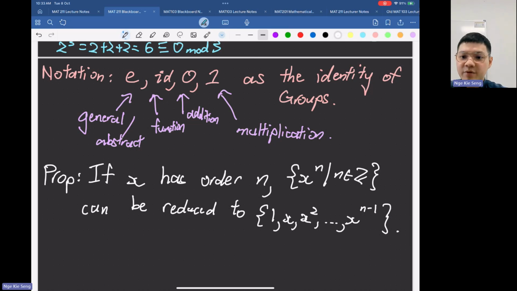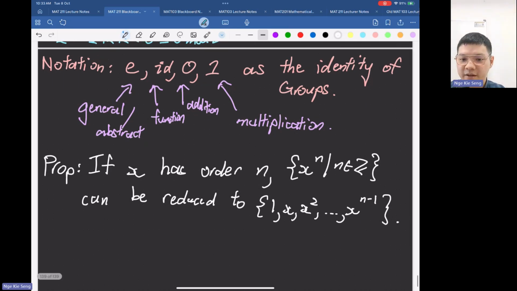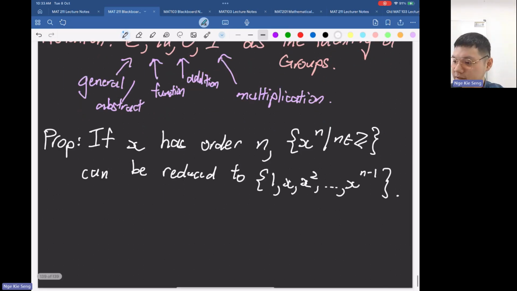All right, let's prove it. How should we prove this thing? You need to make a mathematical statement that you can prove. So how to make a mathematical statement you can prove? What are you showing here really?